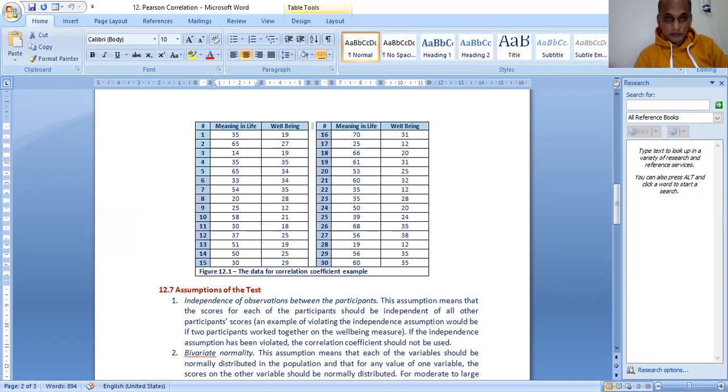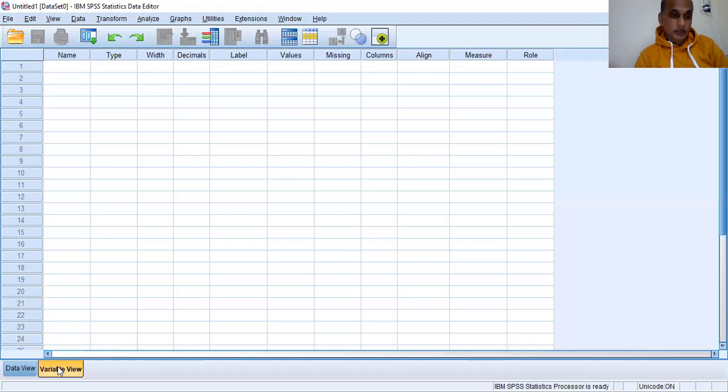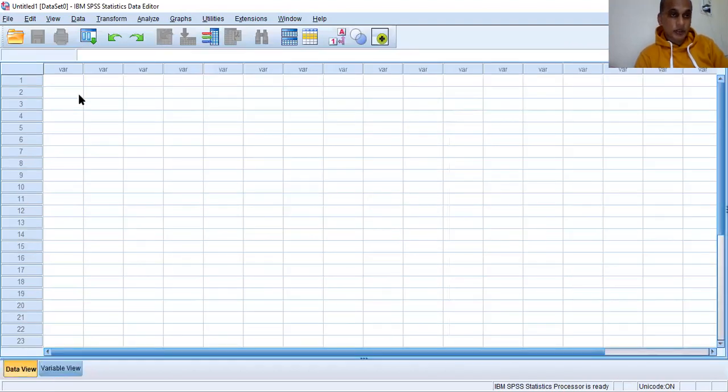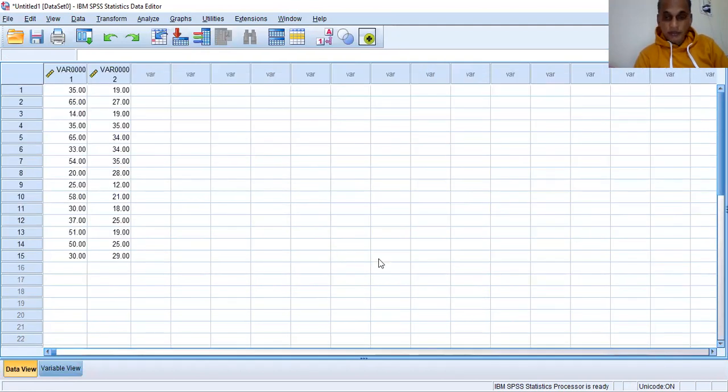Let's have the file here. Here we have the variable view. We are moving to data view. I'm pasting the values here. The first set of values have come up. I'm moving back to the second set of values, and then pasting the second set of values. So I've done that, and so here it is. These values we have got.